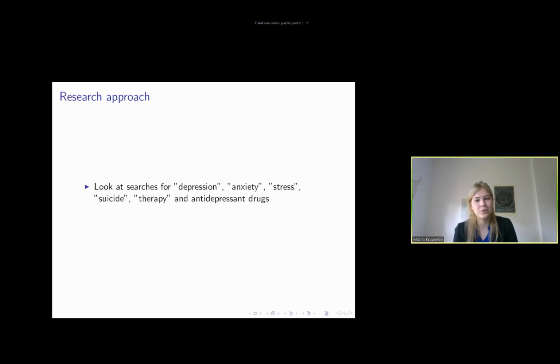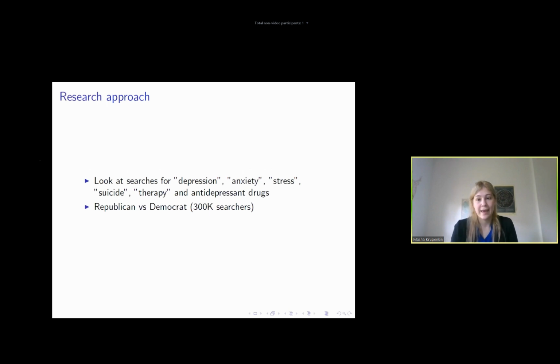So the research approach that I took was I looked at searches for depression, anxiety, stress, suicide, therapy, and a whole variety of antidepressant drugs and anti-anxiety drugs before and after the 2016 election. And you guys have seen some of my validations already for the depression and the anxiety searches. So these do correlate with real world phenomena. And I looked at Republicans versus Democrats. So we had about 30,000 searchers for whom we knew their party ID or their vote in 2016.